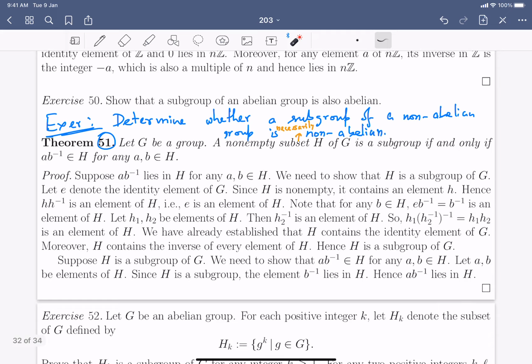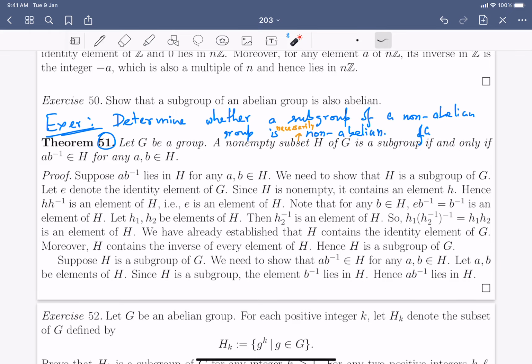More precisely, if you have a non-empty subset, so it doesn't apply to the empty subset. You cannot apply this theorem to the empty subset to deduce that the empty subset of a group G is a subgroup. You cannot. So it says that a non-empty subset H of G is a subgroup of G if and only if ab inverse lies inside H for any a, b inside H.